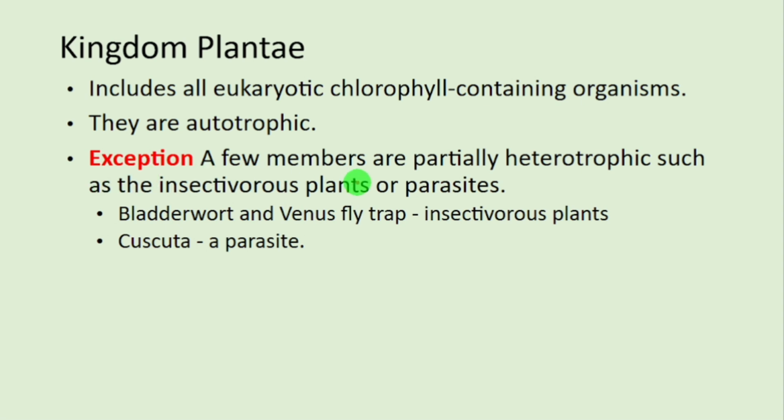So some plants are partially heterotrophic. Two categories are insectivorous plants. As the name suggests, these plants eat insects. And then there are parasites. They depend on other plants to extract nutrients. So three examples you will have to learn in this case. Bladderwort and Venus flytrap are insectivorous plants. Cuscuta is a parasite.